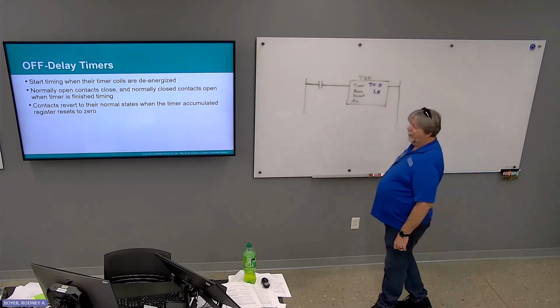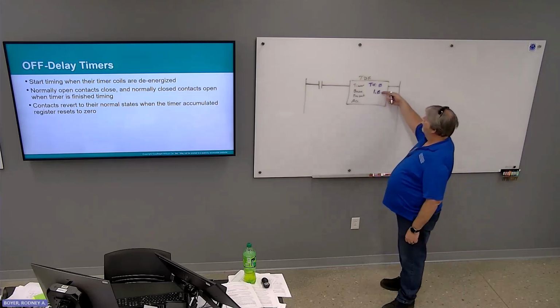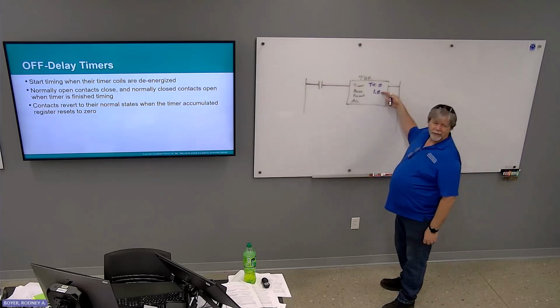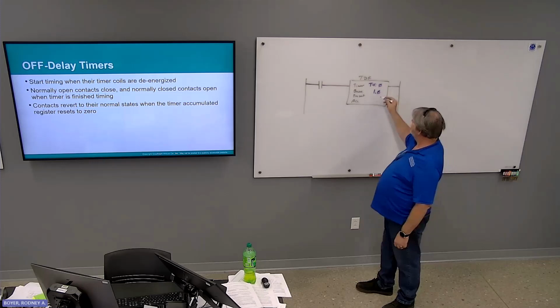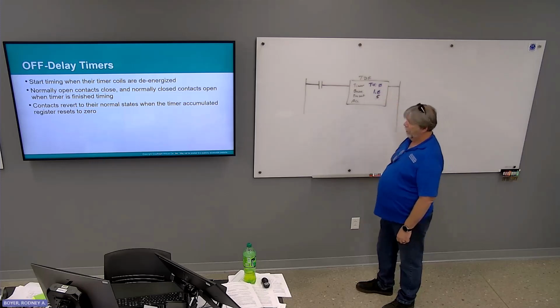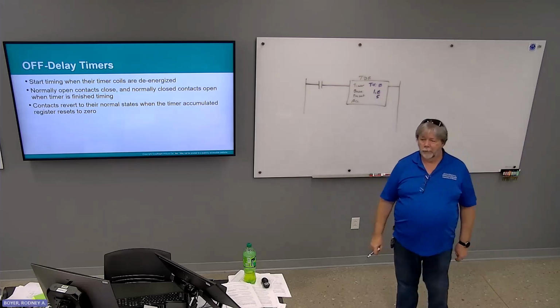Preset is how long you want the timer to time for, multiplied by your time base. So if I want a 5-second timer, my time base is 1.0, and the preset value is just 5.